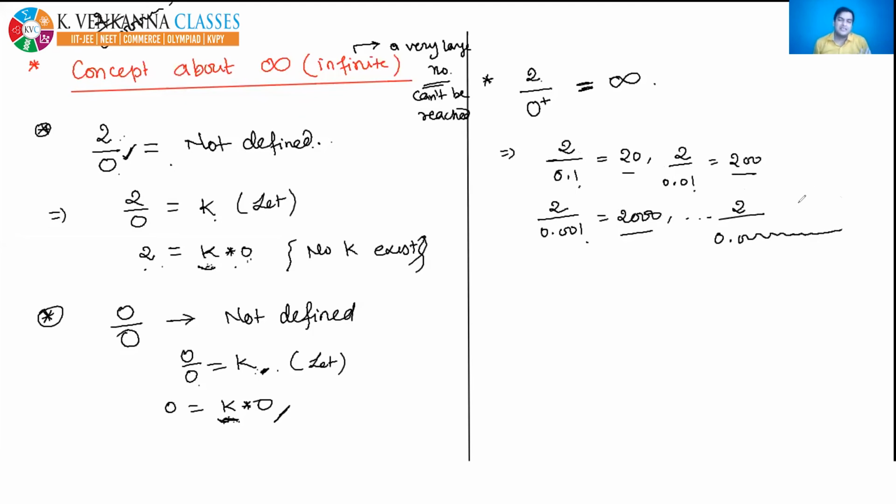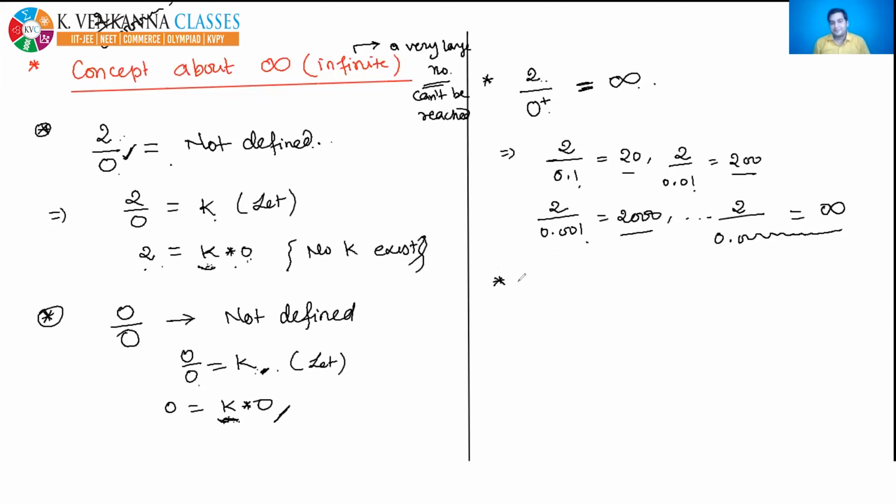And if we carry on this pattern and divide 2 by 0.000000 like this, then you will get a very large number, which I am calling infinity. So that's why I told you 2 divided by approximately 0 is infinity. I think the concept of infinity is clear.